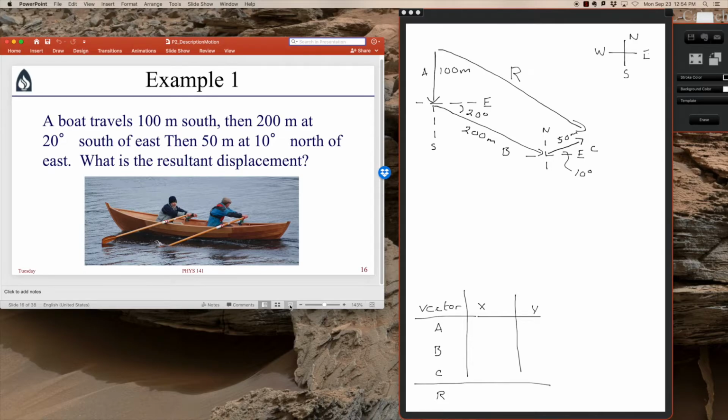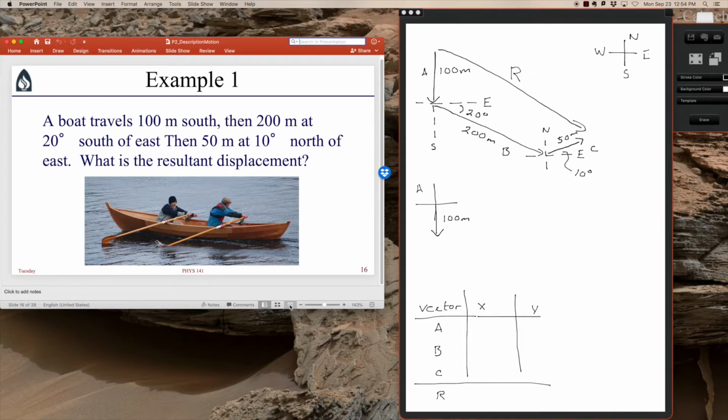And this is something you'll always want to do. When you're breaking the vectors into x and y components, draw a picture of each vector individually with its own coordinate system. So first off, let's look at vector A. If I draw a coordinate system, and then I draw vector A, there's vector A. It has a length of 100 meters. We can see that vector A points totally in the negative y direction. There's no component in the x direction at all.